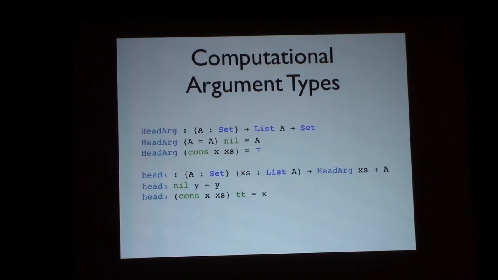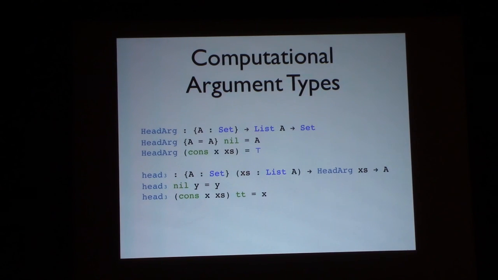But dependent types allow us to be a little bit more precise in this. So we can create a computational argument type which says, okay, headarg says if the list is empty, then we will ask for an A to update with. But if the list is non-empty, then we'll ask for a unit. Or sorry, if the list is empty, then we can ask for a default argument.